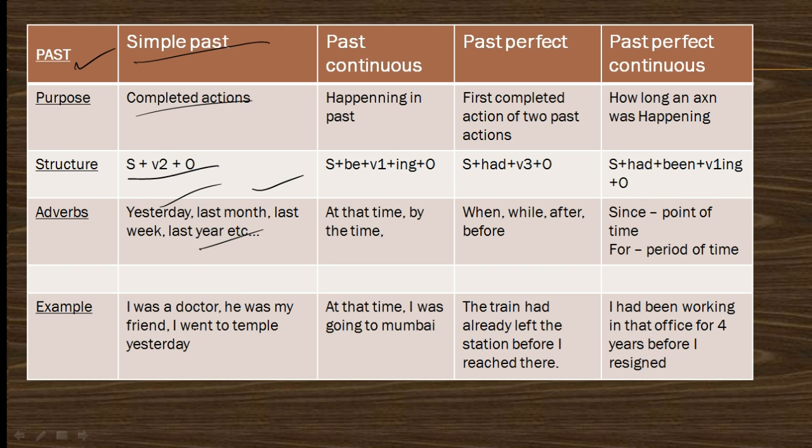They are common adverbs. For example, I was a doctor. I am a doctor means at present I am a doctor. I was a doctor means I was a doctor in the past, but at present I am not a doctor. I is subject, was is V2, doctor is object. He was my friend. I went to temple yesterday. So these are the examples, and let us discuss more.